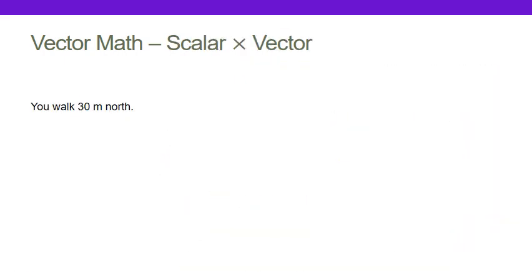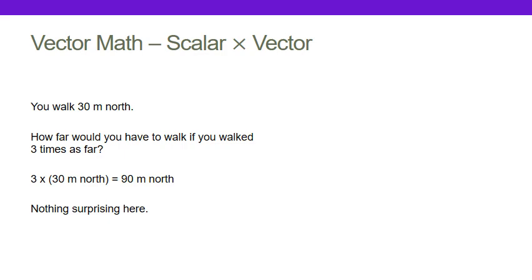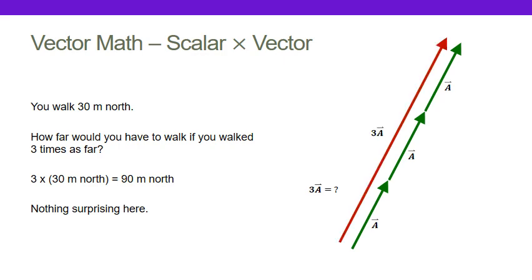The last thing I want to talk about is what happens when I multiply a vector by a scalar. And it does what you probably would expect it to. If, say, you walk 30 meters north, suppose you walked instead 3 times as far. How far would you walk? Well, of course, you take 3 times 30 meters north, and you end up walking 90 meters north. Not really surprising. In the same way, if we have the A vector, and we wanted to find out what 3A was, well, we would take A, we just draw it 3 times, and add them up, and we get 3A.